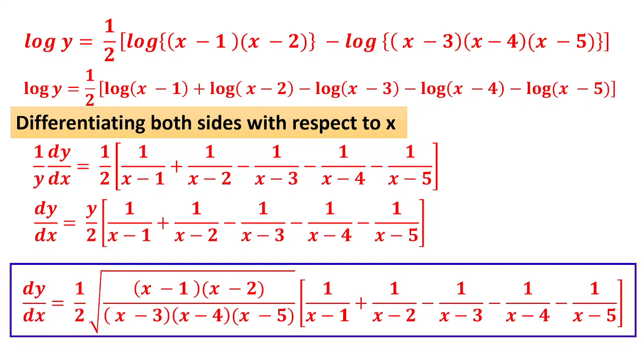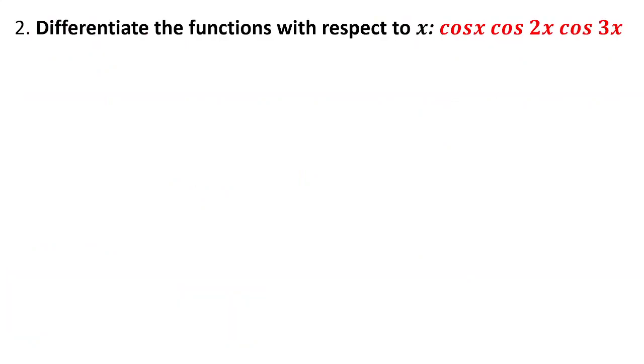Half into whatever is given there, that is y given, into 1 upon x minus 1 plus 1 upon x minus 2 minus 1 upon x minus 3 minus 1 upon x minus 4 minus 1 upon x minus 5. You are seeing over here how the problem is very simple when you use logarithms. Well, let us go to the next question.